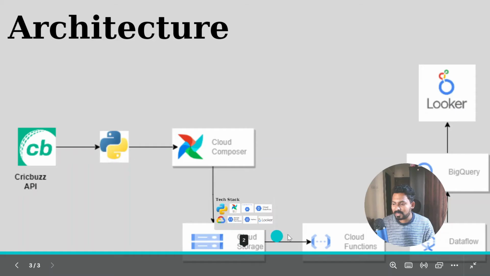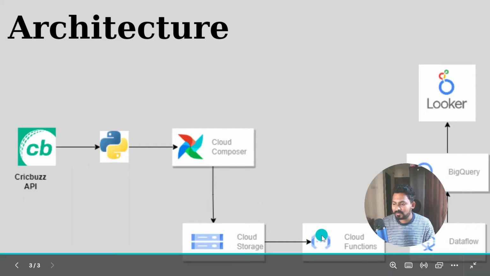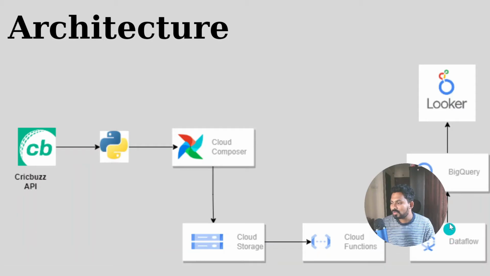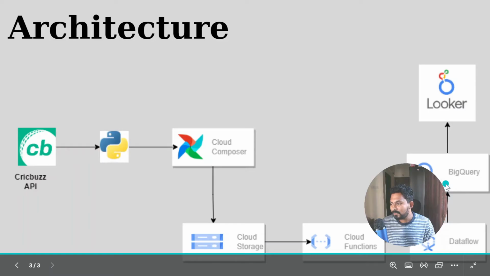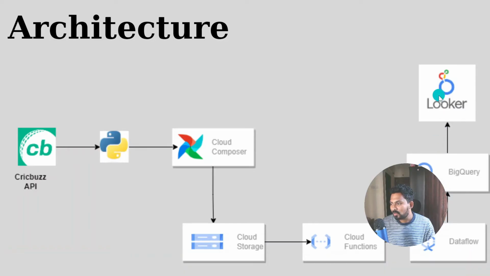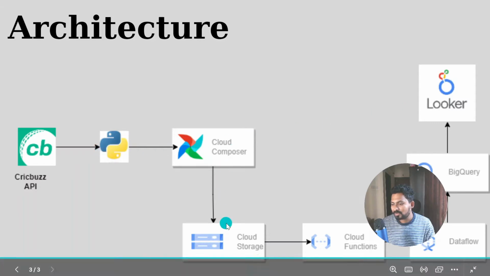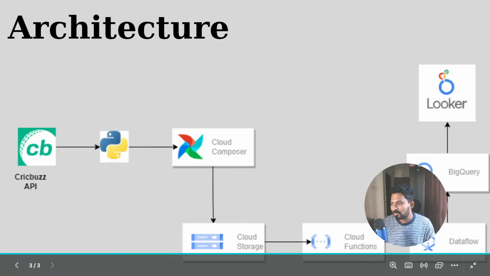And then once the file is uploaded to the Google Cloud Storage bucket, it will automatically trigger a cloud function. The cloud function then will trigger a Google Cloud Dataflow job. The Dataflow job will use the template to load data from the GCS bucket CSV file to BigQuery. Once data is loaded into BigQuery, we'll visualize that data in Looker Studio. So that is our complete architecture. We'll be working on Python, Apache Airflow, Cloud Storage bucket, Cloud function, Dataflow, BigQuery and Looker.